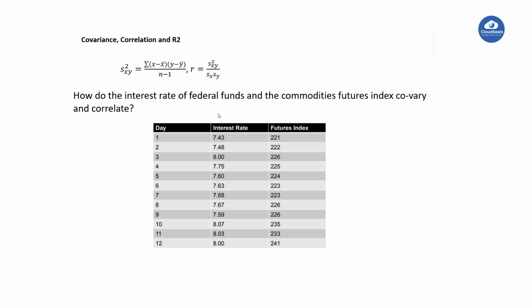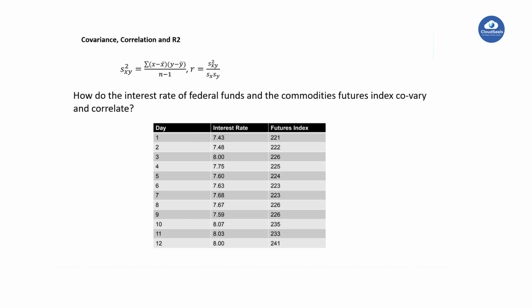So interest rate is the independent variable, that is the X values. Future index is the dependent variable, what we are expecting as an output.